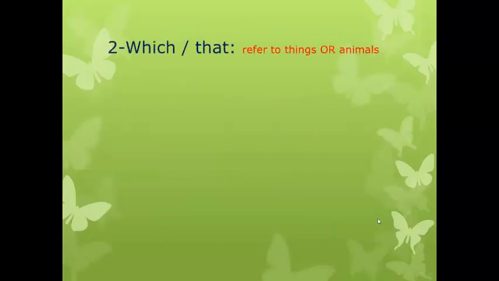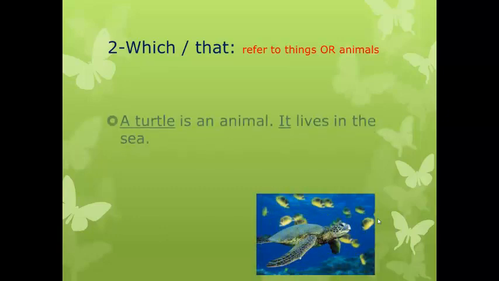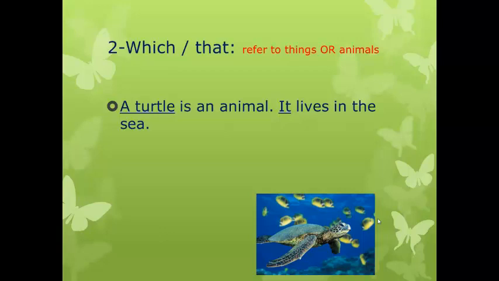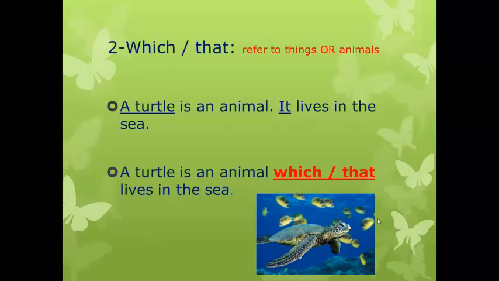Now, which or that refer to things or animals. Let's see, what do we have? A turtle is an animal. Full stop. The second sentence: It lives in the sea. We have two meaningful sentences, but we are going to join them into one meaningful sentence as follows. A turtle is an animal which or that lives in the sea.